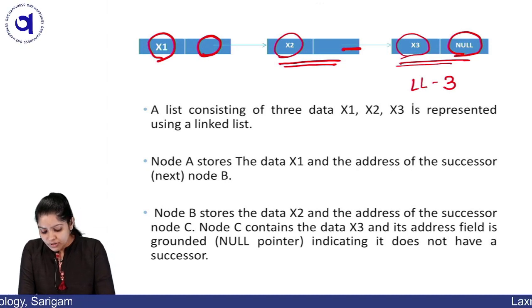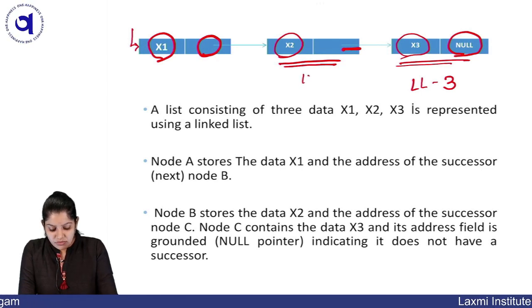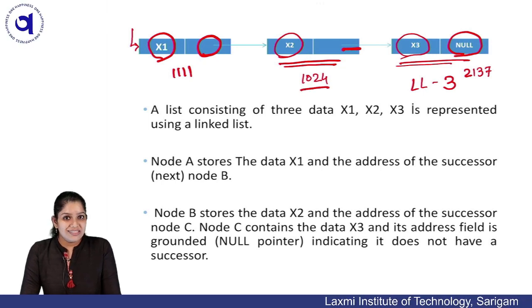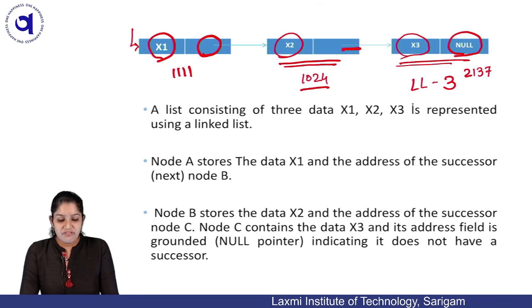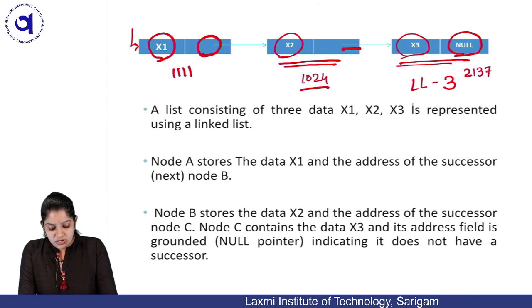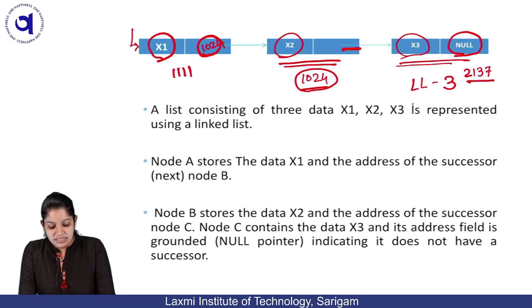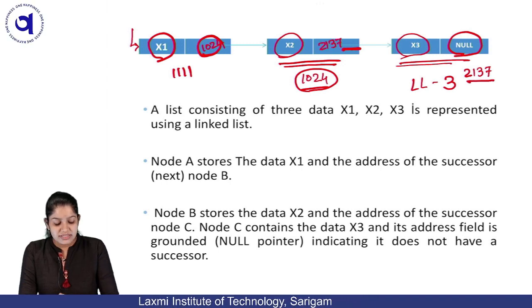And the most important thing is the address of each node. For example, I can say that this is location 1024, this is location 2137, and this is 1111, right? These are the addresses of these particular nodes in the physical memory. Actually, it is in binary form, but right now I have written them randomly: this one is 1024, this is 2137. So in the first node, the address of the second node, 1024, will be here. Then here the address of the next node, 2137, and then null, right?